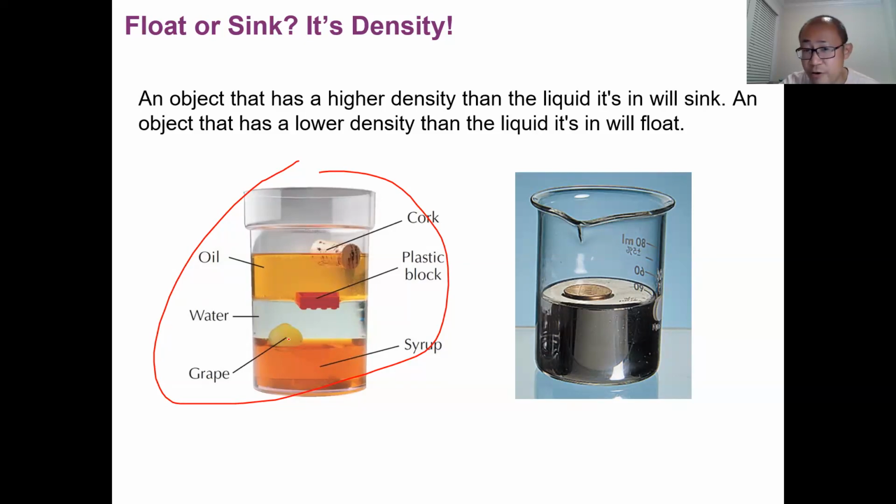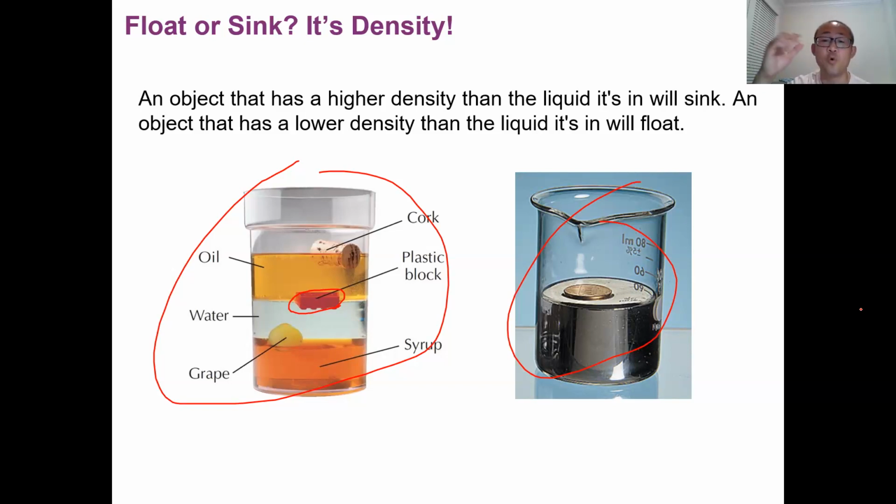Grape floats on syrup, which means the grape density is what? Smaller than syrup. But the grape sinks in water, which means the grape density is bigger than water. Similarly, this Lego piece floats on water, which means the density is smaller than water, but it sinks in oil, so the Lego density is greater than oil. The same for the cork stopper.